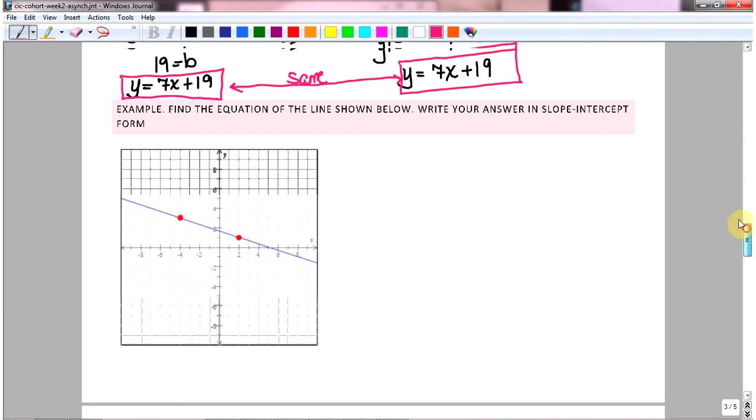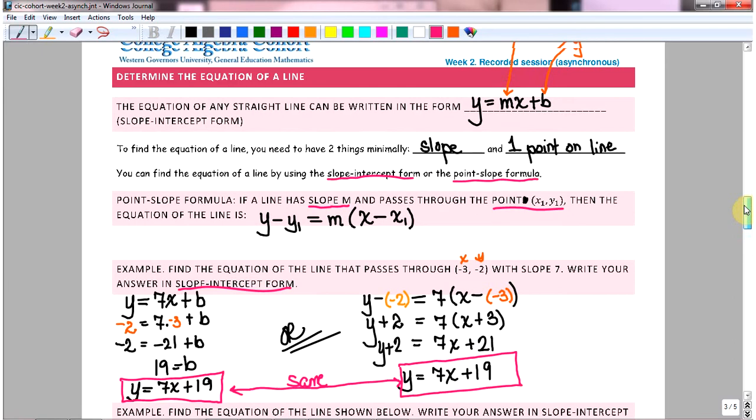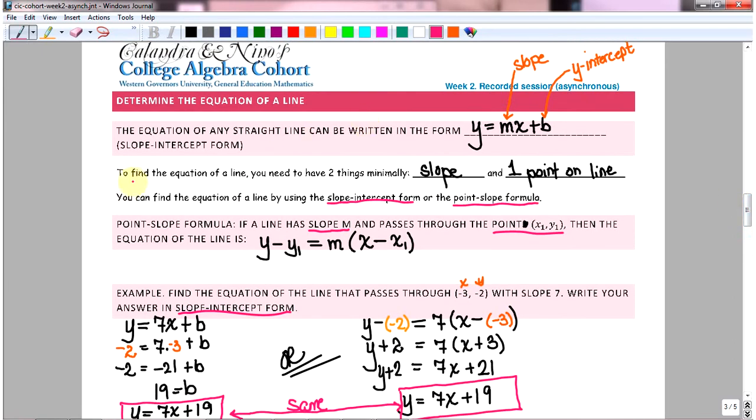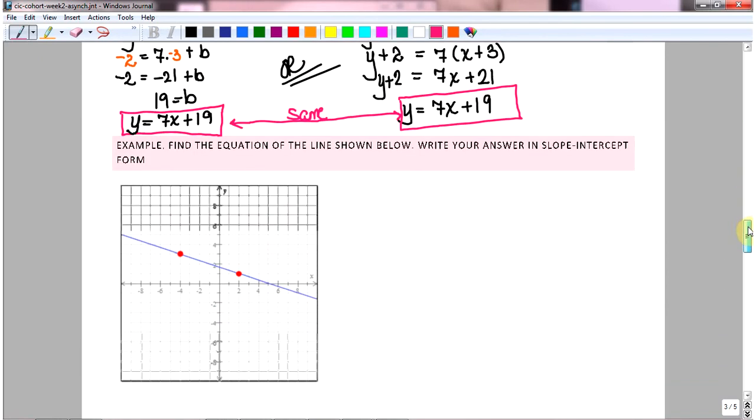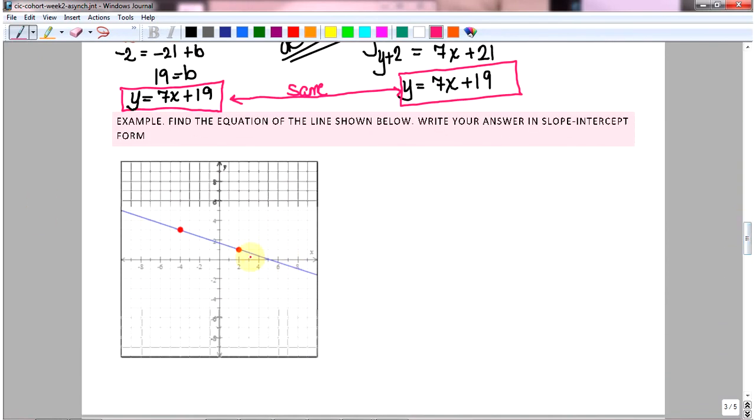In the next example, we want to find the equation of the line shown below. Write your answer in slope-intercept form. Okay, so notice we're not given the slope, we just have 2 points on the line. So if you go back to the reminder at the top, to find the equation of a line, you have to have the slope and you have to have 1 point on the line. So first thing I need to do here is figure out what is the slope of this line.